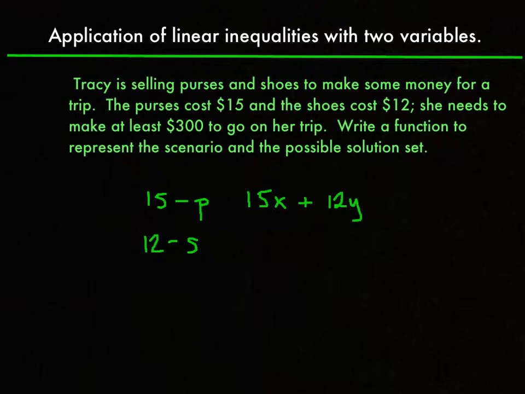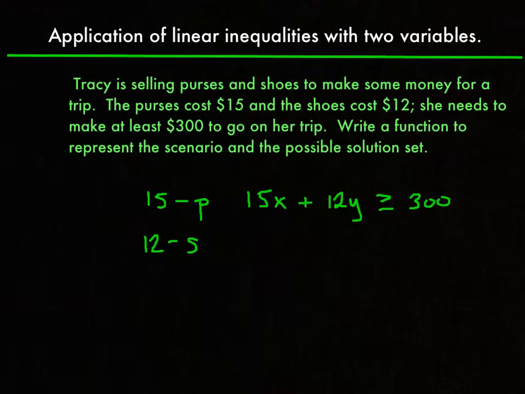Now, it's related to this value 300. It says she has to make at least $300 to go on this trip. Well, if she makes more than $300, she can go on the trip. But if she makes less than $300, she can't. If she makes $300 exactly, then she can go on the trip, but just barely. So we're going to write this as greater than or equal to, because if she goes greater than the amount that she needs, she'll be able to go. And if she equals the amount that she needs, she still gets to go.